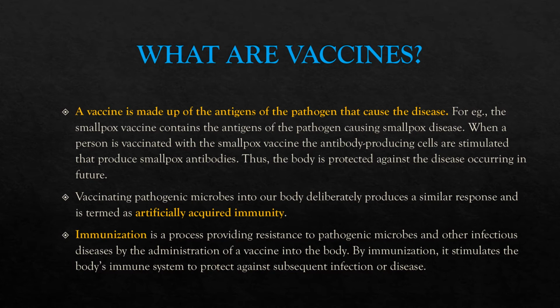Vaccinating pathogenic microbes into our body deliberately produces a similar response and is termed as artificially acquired immunity. Immunization is a process providing resistance to pathogenic microbes and other infectious diseases by the administration of a vaccine into the body. By immunization, it stimulates the body's immune system to protect against subsequent infection or disease.